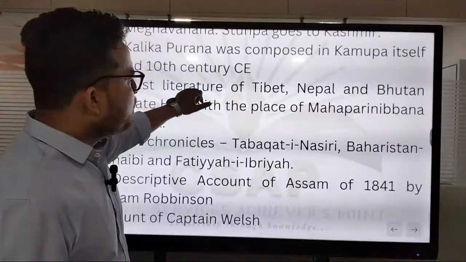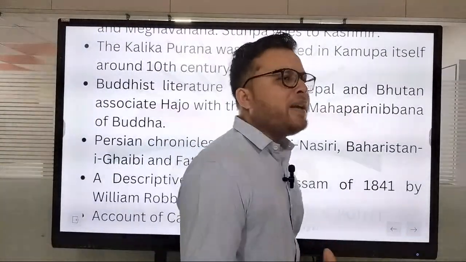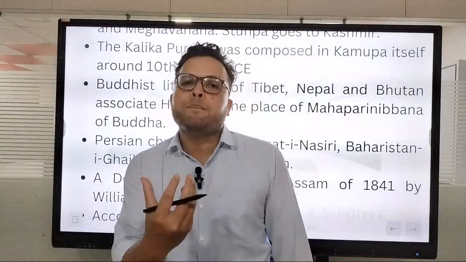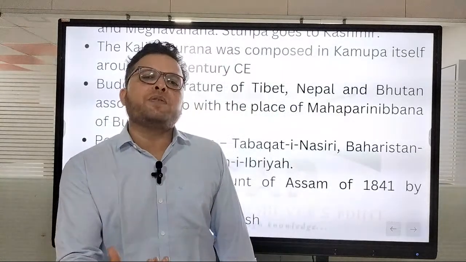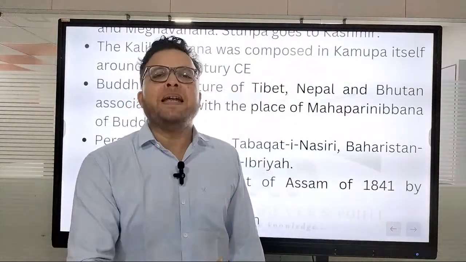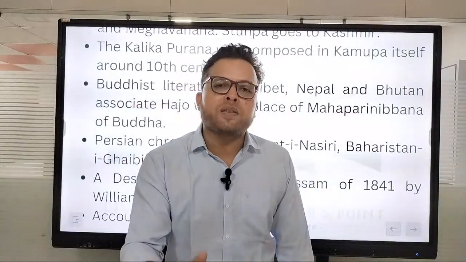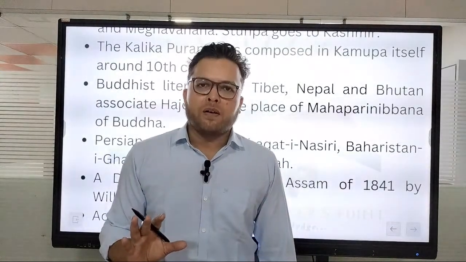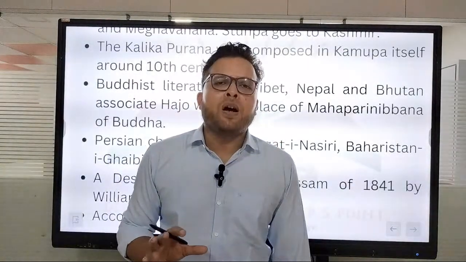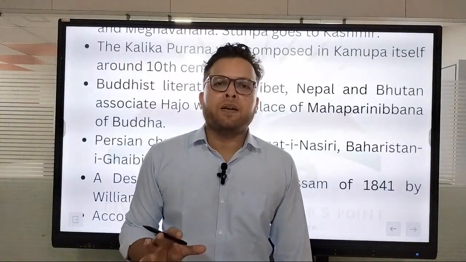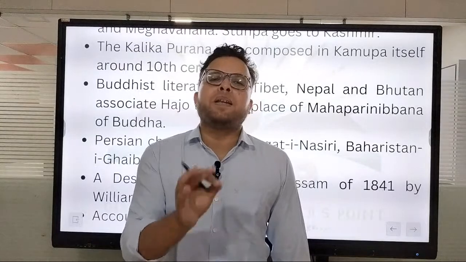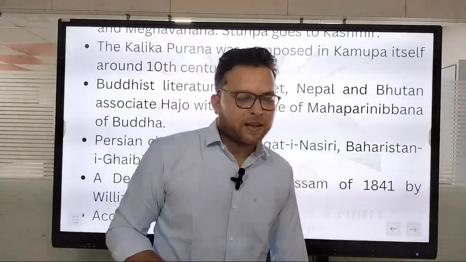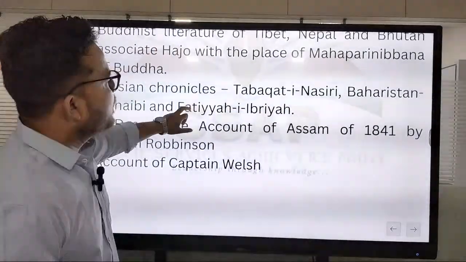Then, Buddhist literature. We have a kind of Buddhist literature emerging from places like Tibet, Nepal, and Bhutan. And this Buddhist literature hails Haju as the place where Gautam Buddha attained Mahaparinibbana. What is the meaning of Mahaparinibbana? In simple words, death. So you see, there's a very famous temple at Haju by the name of Hayagriva Madhav Temple. This is the reason why Hayagriva Madhav Temple is also very popular among a section of Buddhists.